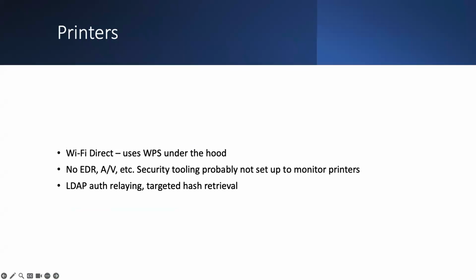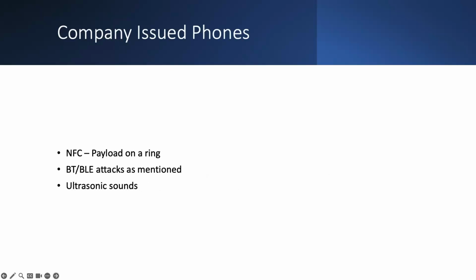Printers. A lot of these have Wi-Fi Direct, even the enterprise ones, and it uses WPS under the hood. There's typically not any kind of EDR or antivirus attached to these things. Security tooling is probably not set up to monitor your printers. However, some of these are tied into LDAP. So you've got authentication relaying and targeted hash retrieval, then you can pivot into the domain, if you're able to do some Wi-Fi Direct and do that relaying.